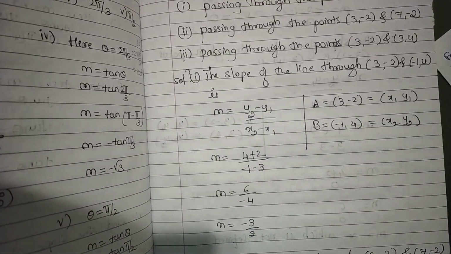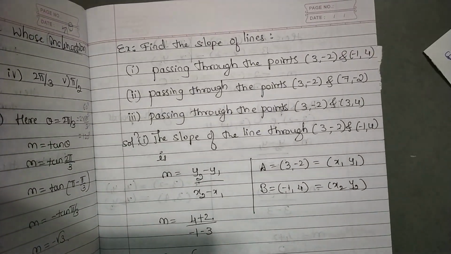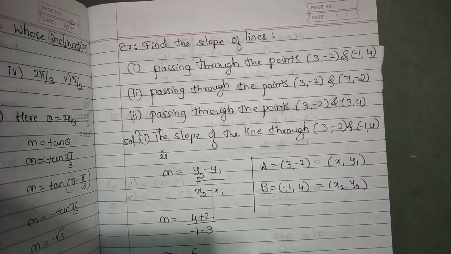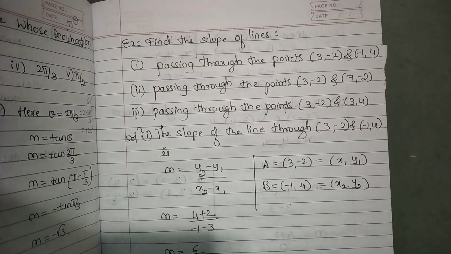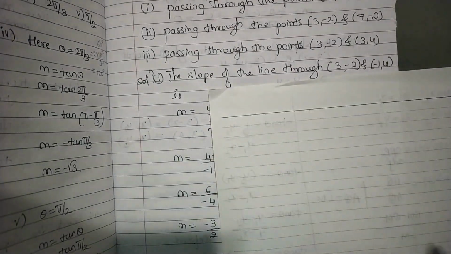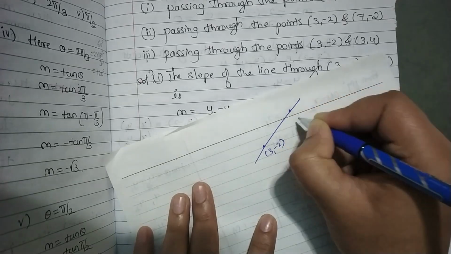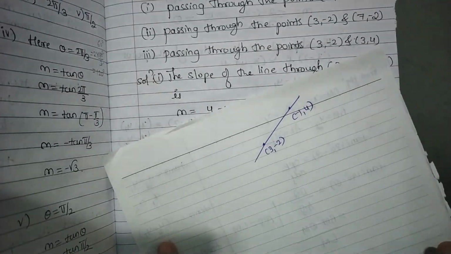Okay. Next example. Find the slopes of lines passing through the points 3, minus 2 and minus 1, 4. Passing through the points and joining the points, both are the same. So the slope of a line joining the points and passing through the points, both are the same.